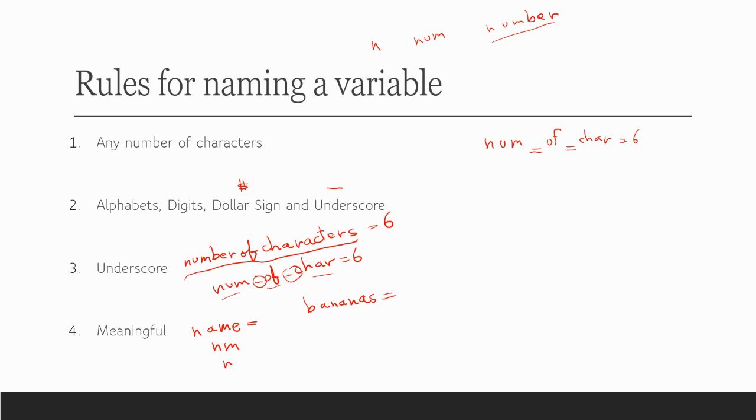So this was all for this video. You must keep these rules in mind if you want to name a variable, or else you will get an error. If you use any other sign, any other special character other than dollar sign and underscore, then you will get an error.